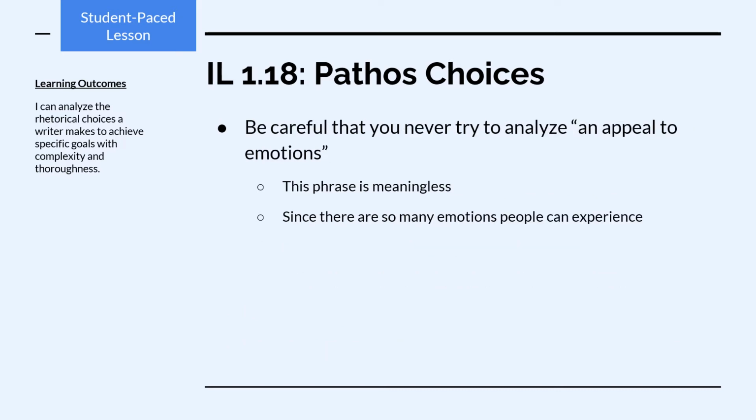Anytime you analyze an emotional appeal, you want to be very careful that you never try to analyze, quote, just an appeal to emotions. This phrase is absolutely meaningless because there are so many different emotions people can experience. So make sure that you never in your writing just talk about an appeal to emotions or an emotional appeal in general without identifying the specific emotions being stirred.